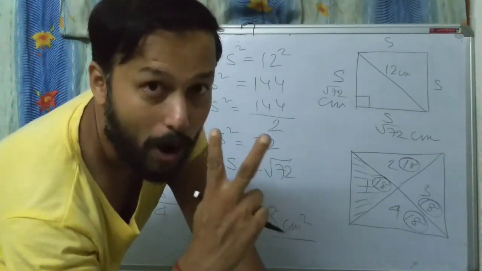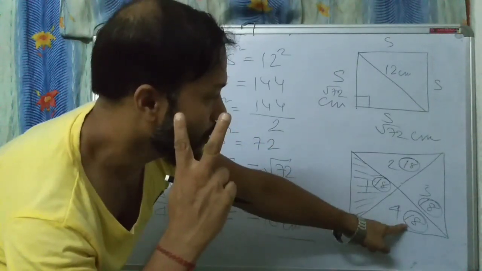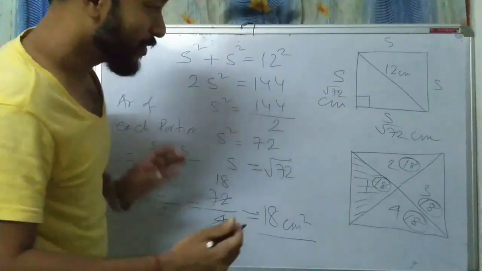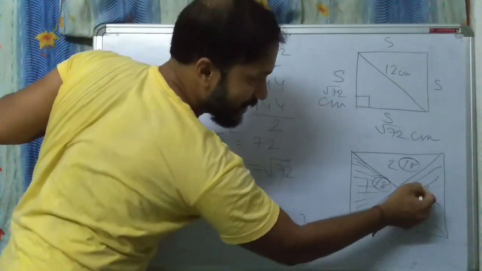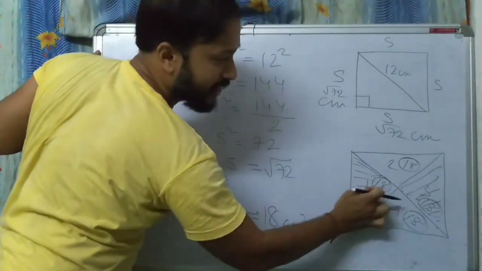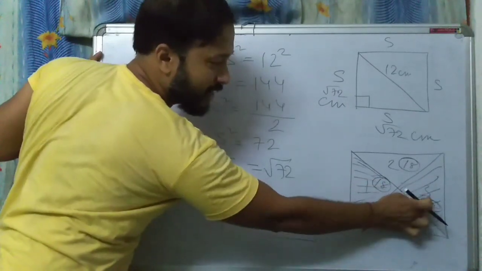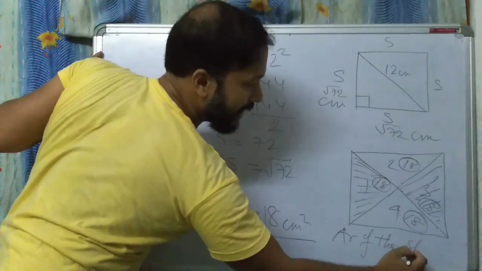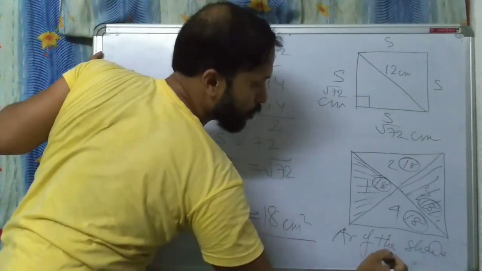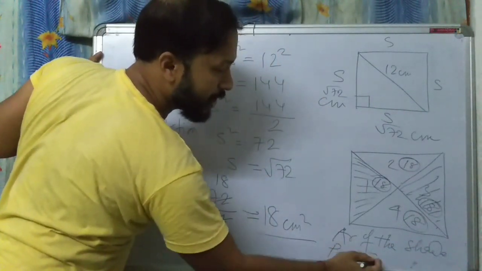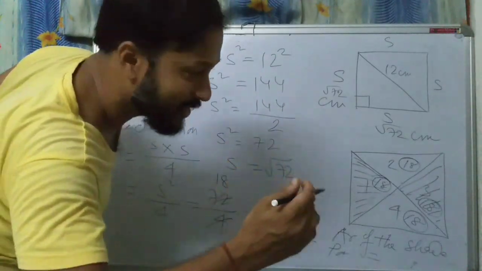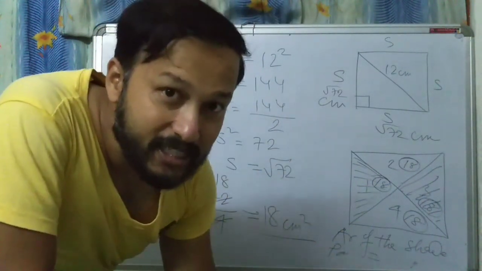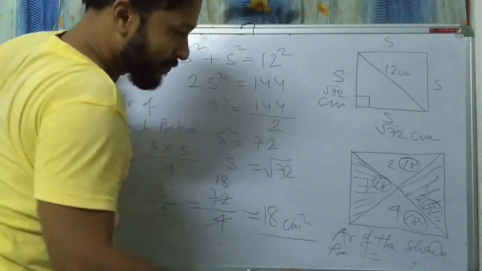What is the area of one portion? 18. What is the area of 2 portions? 2 into 18. So this area and this area are shaded. That means 18 plus 18. So area of the shaded portion equal to 18 plus 18, which is 36 centimeter square.